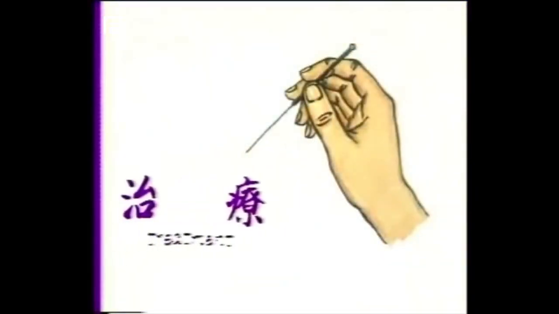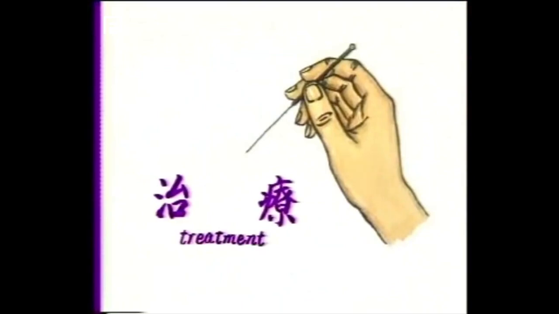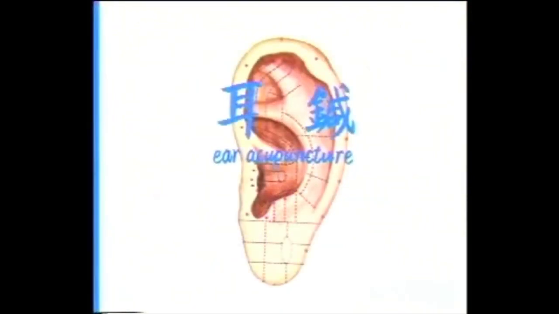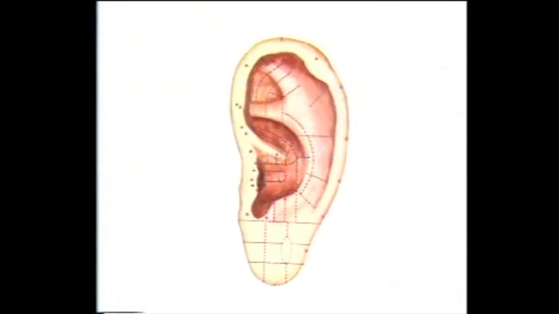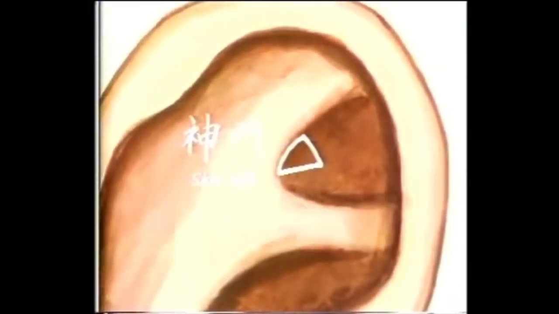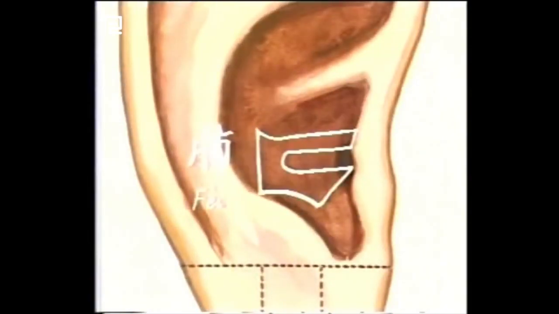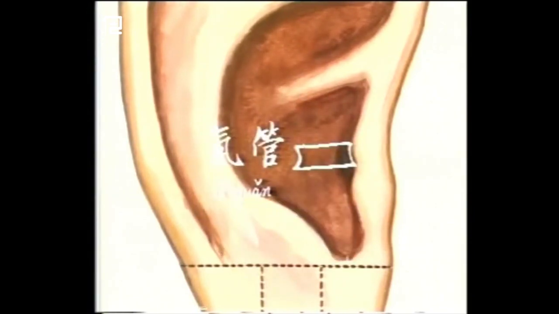Treatment. Auricular acupuncture. Select ear points 神门, mouth, lung, endocrine, trachea, and 垂前.